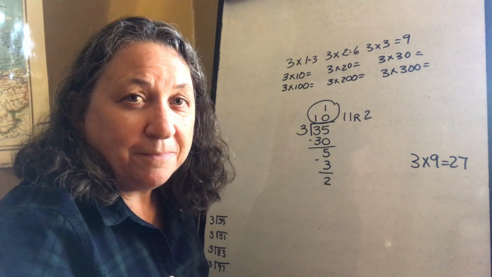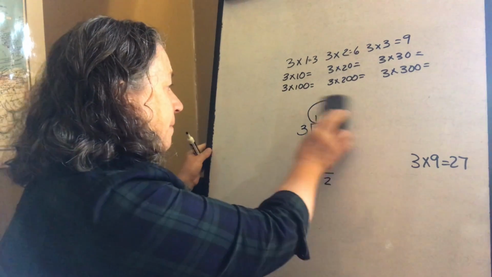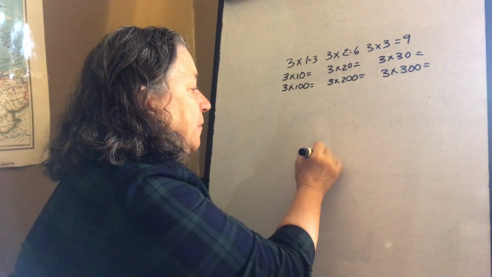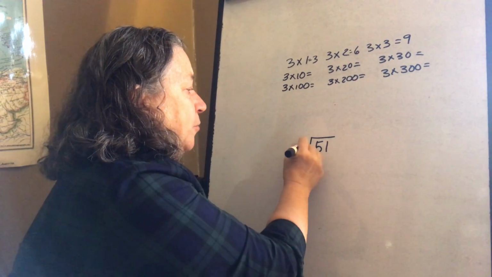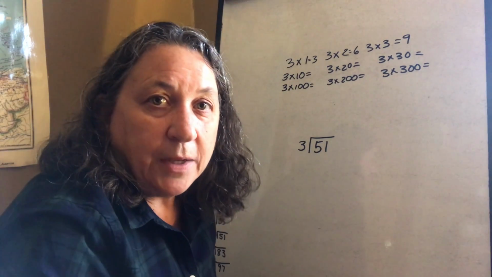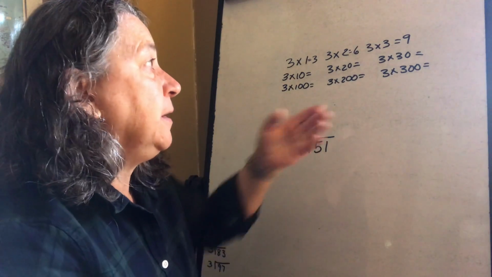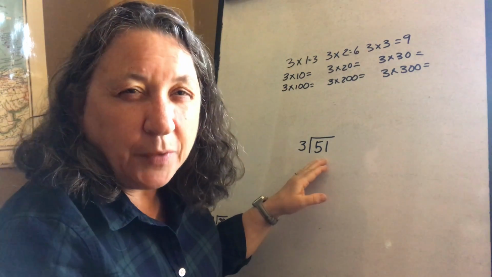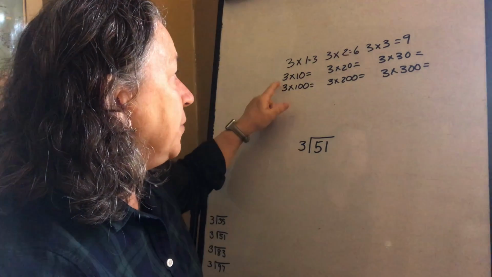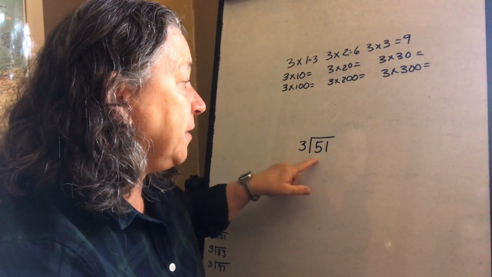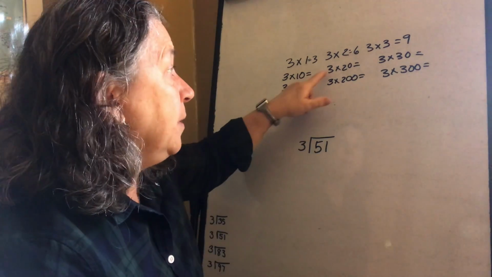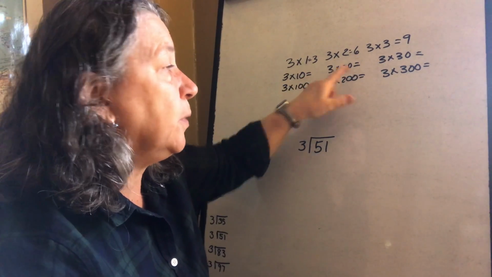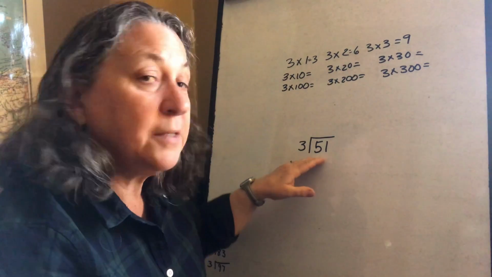Let's try another one. Let's divide 51 into groups of 3. So again, we would say to ourselves, well, the highest 3 times 9 is 27. Doesn't get very close here. So let's see if we can get a lot closer. Let's try 3 times 10 is 30. That gets pretty close. What about 3 times 20? 3 times 2 is 6. 3 times 20 is 60. So that is too high.